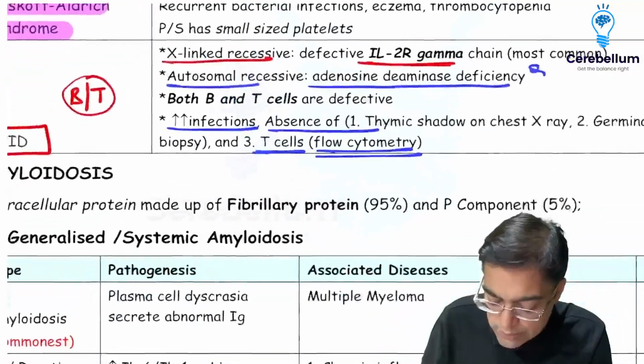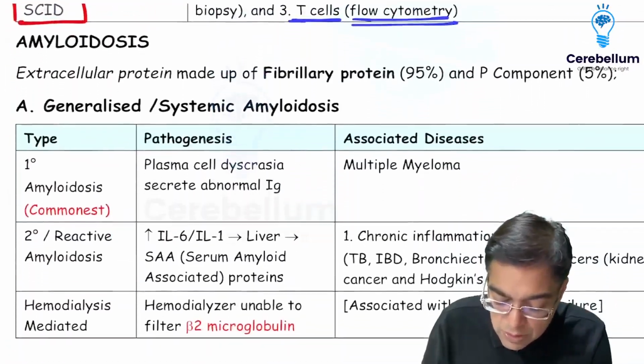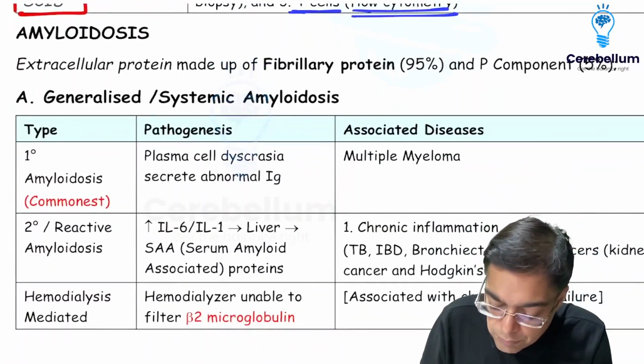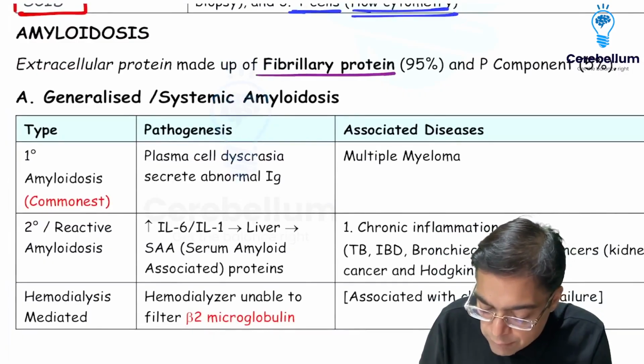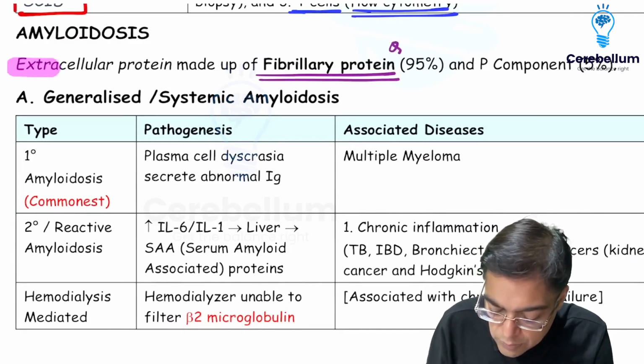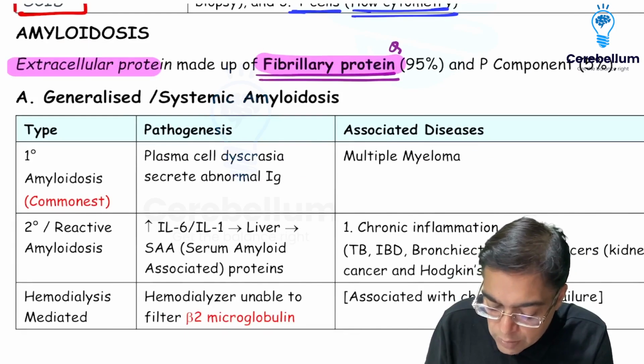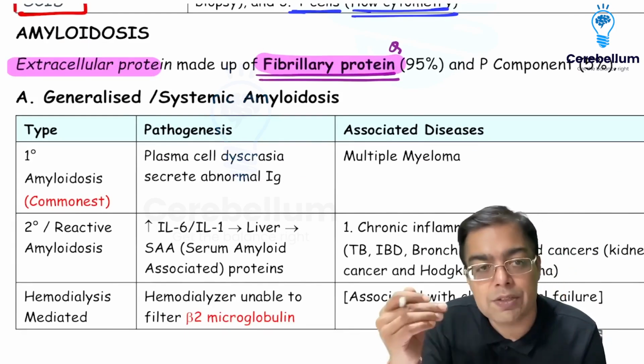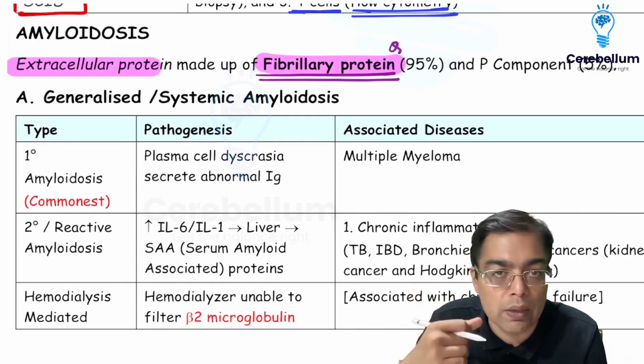We then talk about an example of extracellular deposition of proteins, and this protein is a fibrillary protein, with non-branching fibrils. Extracellular deposition of fibrillary protein is given the name amyloidosis. The classification of amyloidosis can be generalized, localized, or familial.